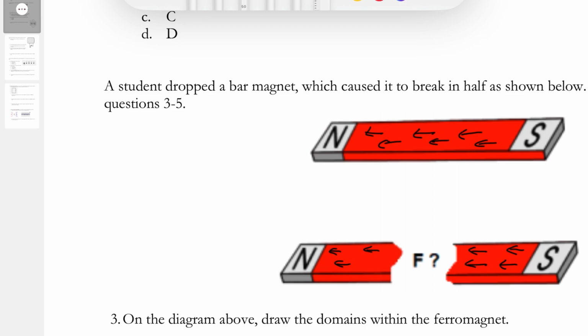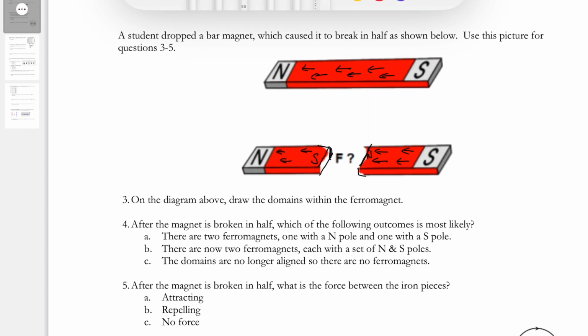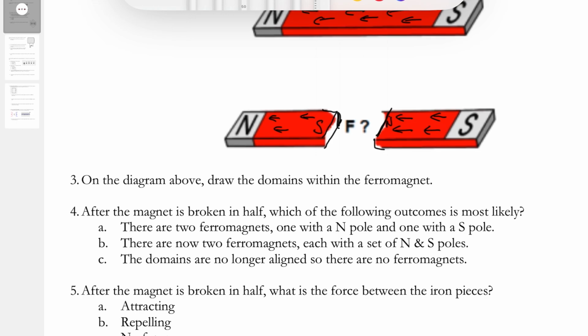Since the domains remain aligned, this new magnet would have a south pole right here, because domains are pointing away from that area. And this new magnet would have a north pole right here, because the domains are pointing towards it. When this magnet is broken in half, it makes two ferromagnets. Doesn't make zero ferromagnets, there's definitely two, but each has their own set of north and south poles. Because one side is south and one side is north, these will attract each other.